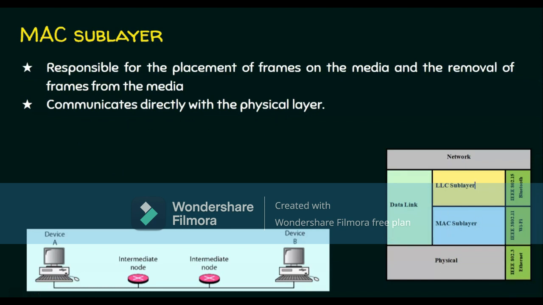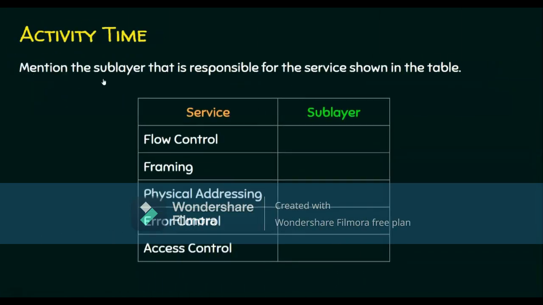And that's it, guys. Now there is an interesting activity for you. The activity is, mention the sublayer that is responsible for the service shown in the table. So we know that these are the 5 services offered by the data link layer. Let's be very precise. Take a piece of paper and note what is the sublayer that is responsible for flow control and what is the sublayer that is responsible for framing, physical addressing, error control and access control. Pause this video for a while and carry out this task and compare your answers with the answer that I am depicting now. And here is the answer.